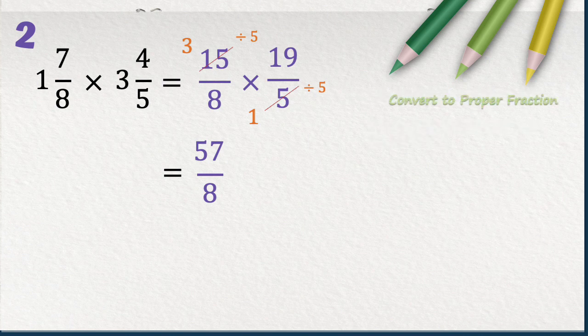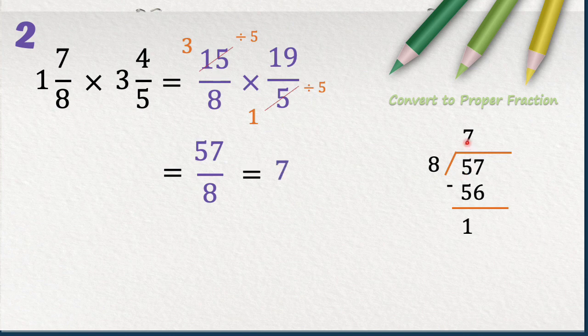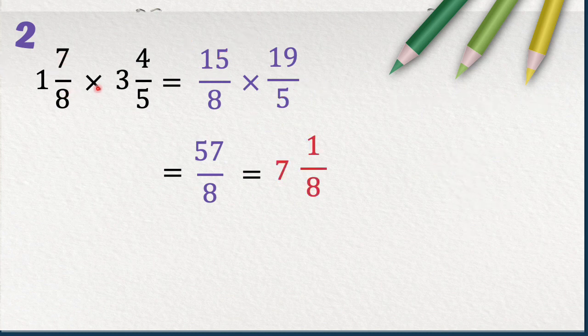Then, the last step is to convert it to proper fraction. So, divide the numerator and the denominator. 57 divided by 8. That will give us 7 times 8 is 56. So, the remainder is 1. So, therefore, the answer here is 7. And the numerator 1, the remainder. And copy the denominator 8. So, the product of 1 and 7 over 8 times 3 and 4 over 5 is equal to 7 and 1/8.